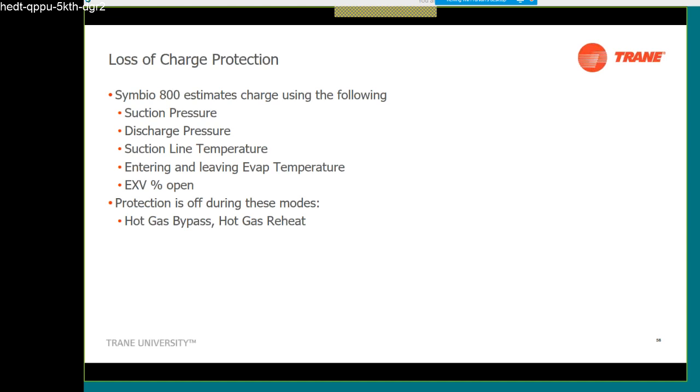Loss of charge protection. So we're going to look at suction pressure, discharge pressure, suction line temperature, entering evap temp sensor, as well as EXV percentage. And internally, it's going to do some calculations, and it's going to calculate if we have a low charge or a loss of charge. So we will look at the calculation, and if it stays too low for more than 5 minutes, then we're going to lock that circuit out and count that as a loss of charge diagnostic. If we have hot gas bypass or hot gas reheat, and those are active, then we're not going to look at this.